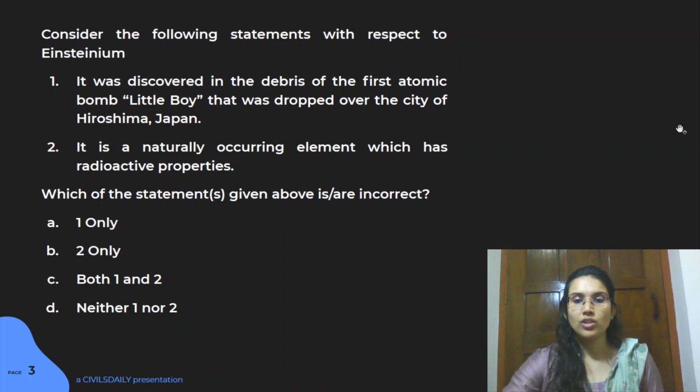Let's look at the next question. Now it's about an element, and the element name is Einsteinium. So the question is basically based upon what this element is.